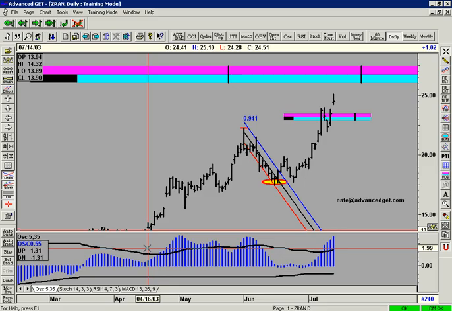Well, an ABC is just referred to as a corrective phase. A 1, 2, 3, 4, 5 is an impulse phase, which is a longer trend. An ABC is a 3-wave corrective phase. And we do have content recorded going through the Elliott Basics that can answer all those questions for you.